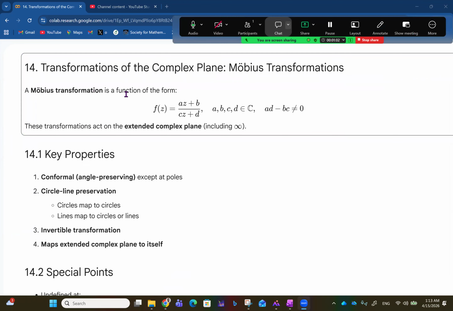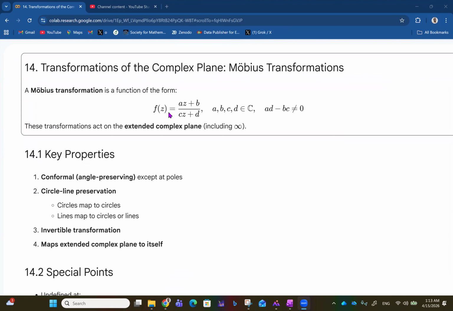A Möbius transformation is a function of the form f of z equals az plus b all over cz plus d, where a, b, c, d are complex constants, and ad minus bc must not be equal to 0. I think it's going to make this function undefined or something. I'm not sure, but ad minus bc must not be 0 in short. So these transformations act on the extended complex plane. It also acts on infinity.